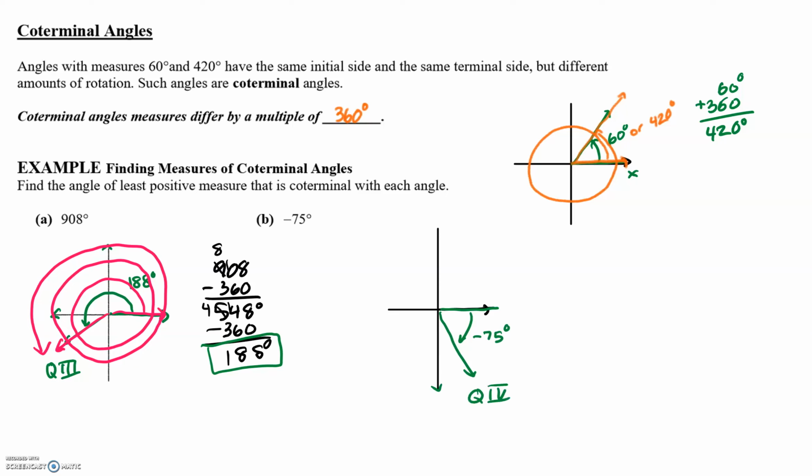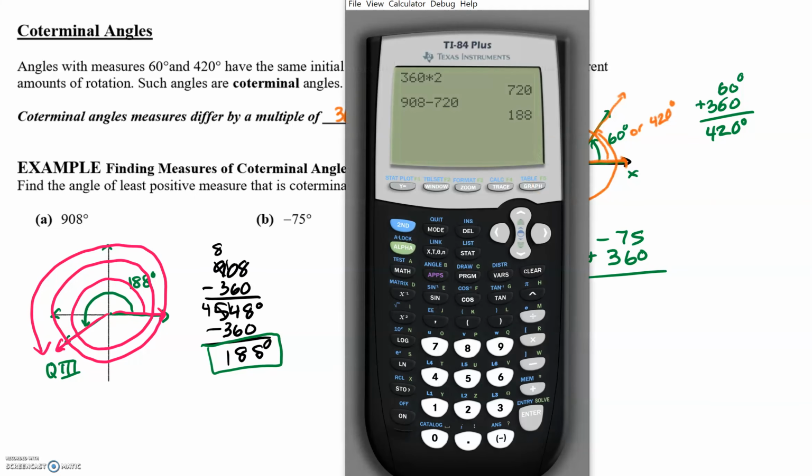Quadrant 4. To get a coterminal angle for that, you could actually add 360. Again, they want the least positive. So if we subtracted 360, we just get another negative. So I'm going to add 360. So I'm going to take negative 75 and add 360 to it. Just do it on your calculator. Negative 75 plus 360.